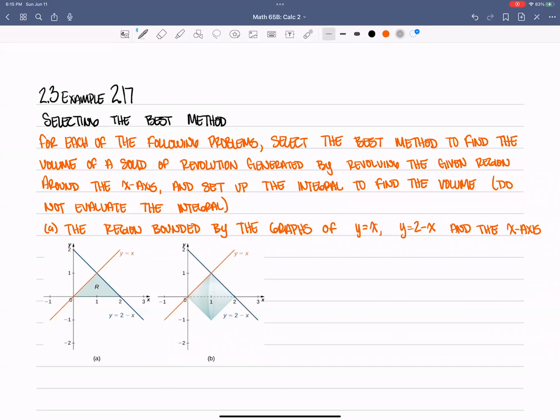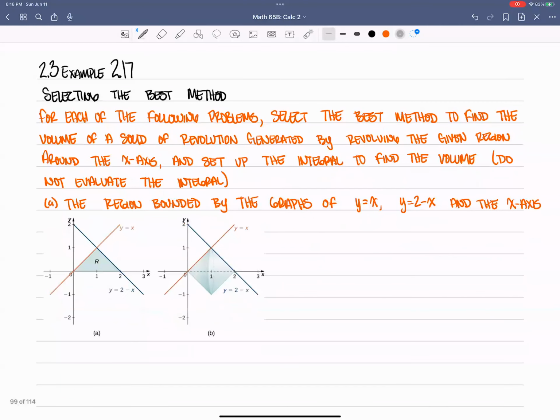Section 2.3, example 17, selecting the best method. For each of the following problems, select the best method to find the volume of the solid of revolution generated by revolving the given region around the x-axis, and set up the integral to find the volume. Do not evaluate the integral.